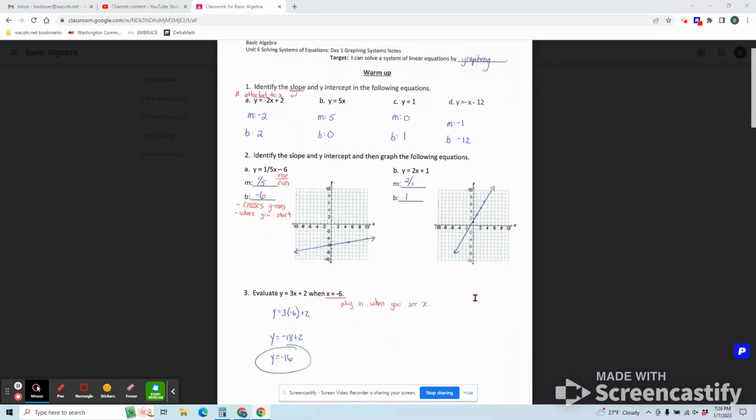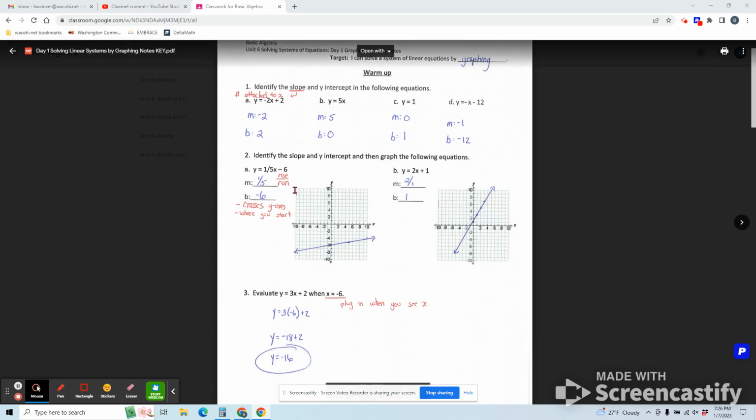Slover's Math. Today we're going to talk about solving systems of equations. So this is the first day of the unit. We're going to talk about what a system is and then go from there into starting to graph them. Our warm-up is identifying the slope and the y-intercept in the following equations.